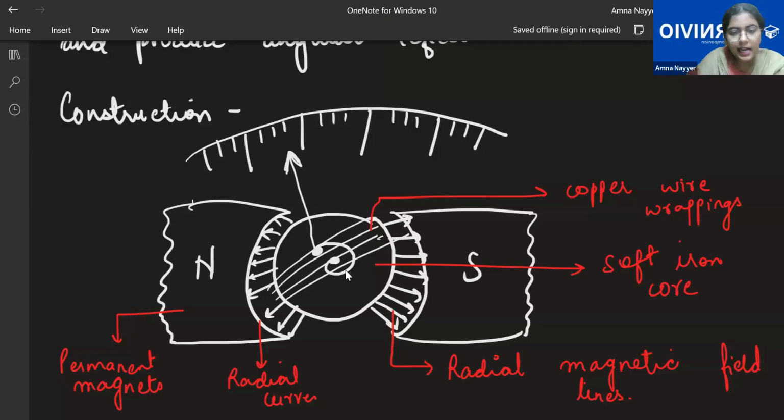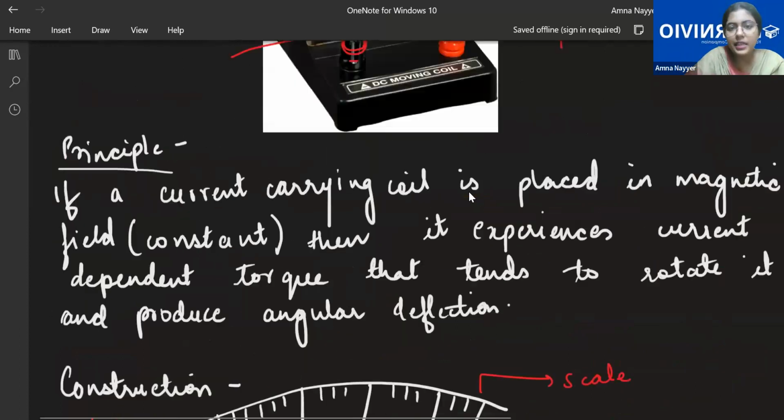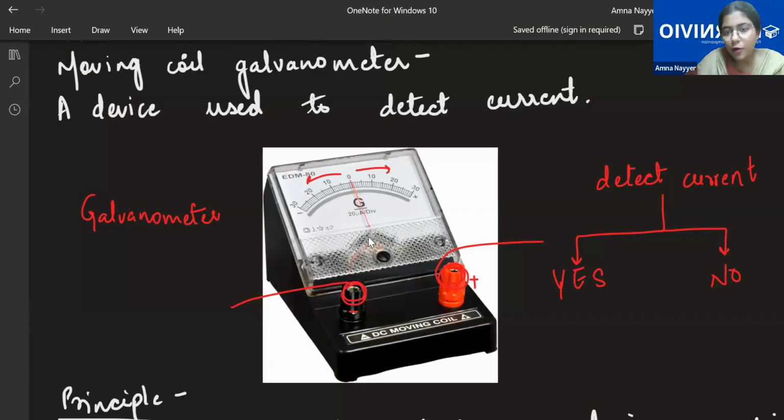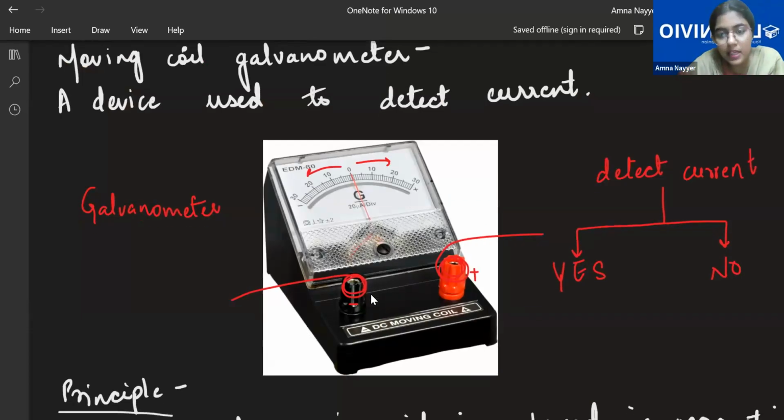And there is a spring attached. Here you can see the spring. And on the spring, a pointer is attached. This is known as the pointer. This is inside, and it is covered outside by a scale which is visible to us. This scale is the same scale. The pointer basically turns. Inside, it is attached to the soft iron core. I'll show you the actual picture, how it looks. Wait.